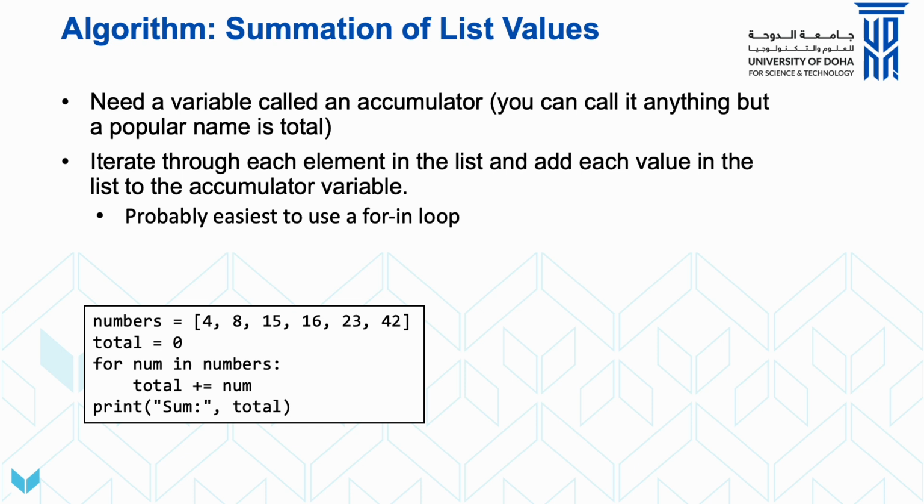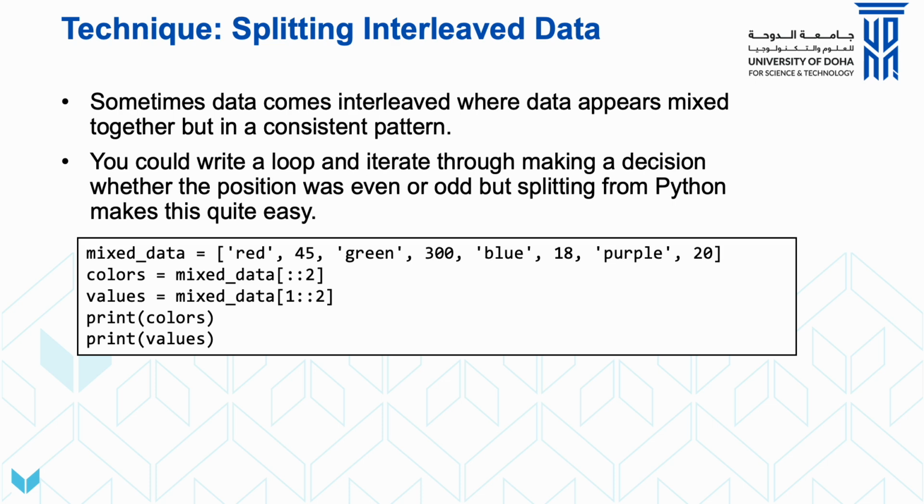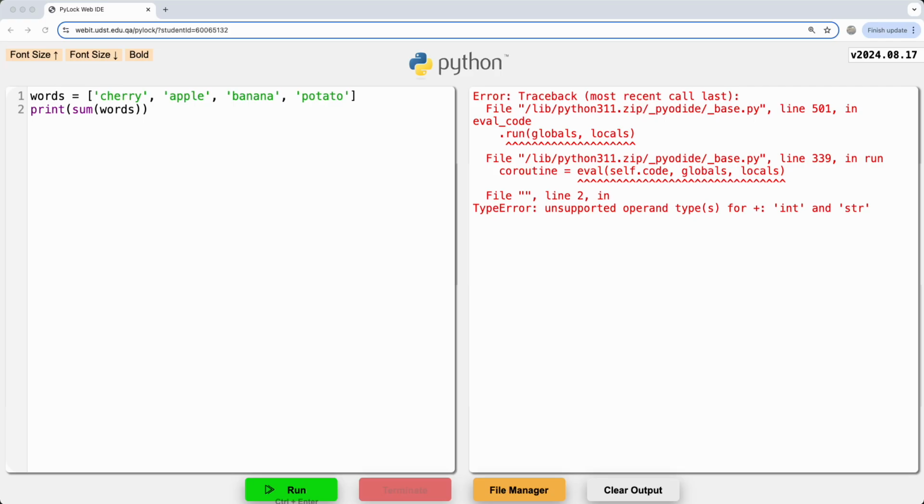So the summation: you start something at the total, you go through and add. If you're looking for the largest element, you normally pick the very first element, and then if you find something bigger, well, that becomes the largest. We've done this a bunch of times. And this one right here is a very useful technique. So let me pull this one out as an example.